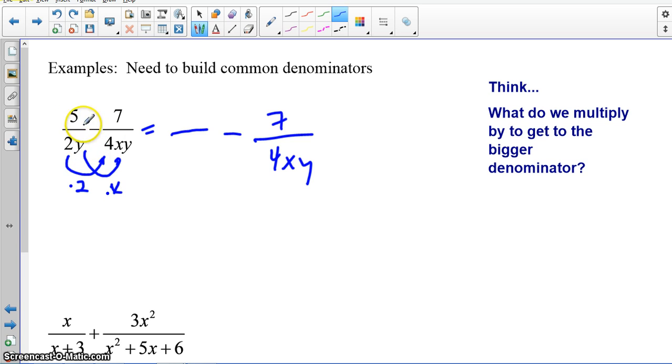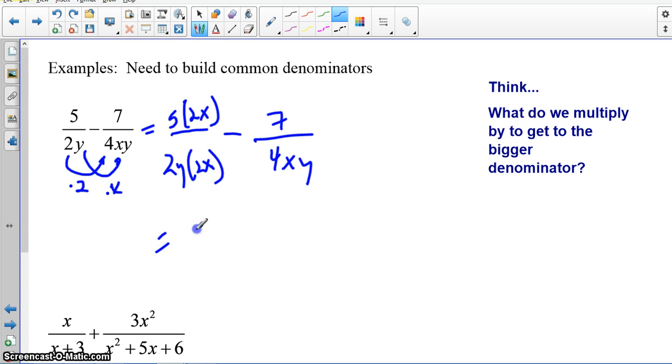So to do that, we do 2y times 2x, and we do 5 times 2x. So I do 5 times the 2x, and the 2y times the 2x. And then I wrote it wrong. 2y and 2x. Okay, so this 2 times x is to go from the smaller denominator to the bigger one. That's what we do here.